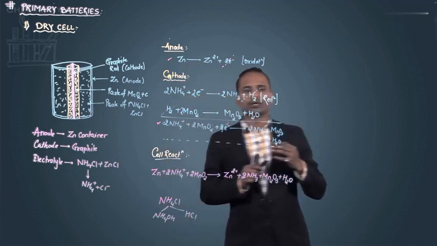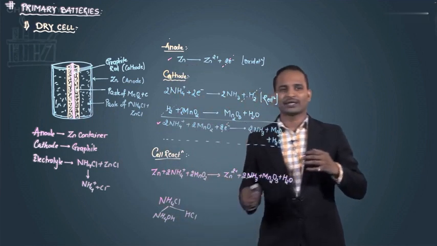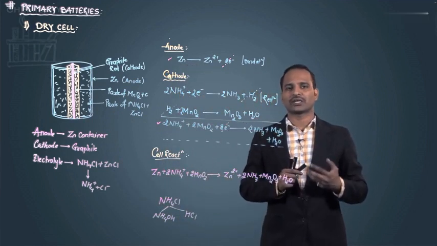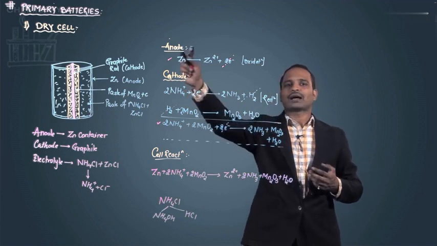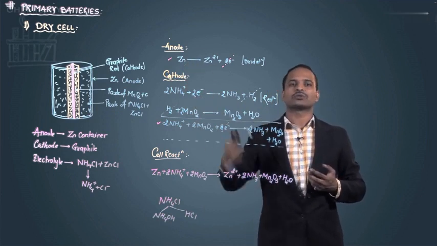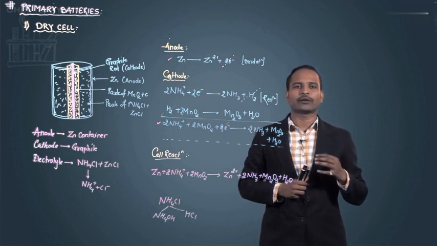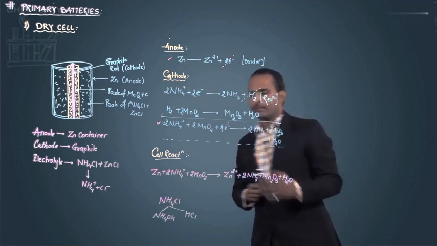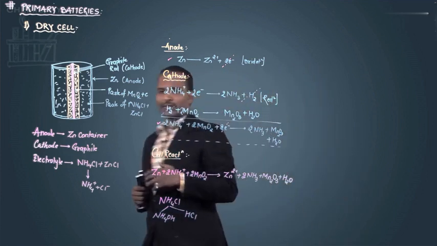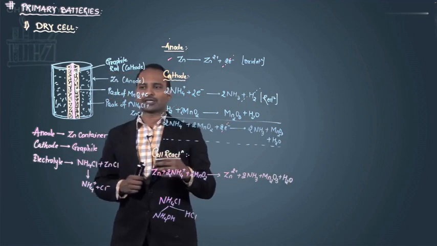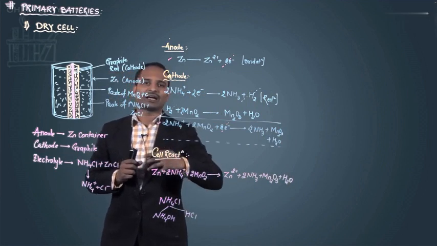So what happens, due to that ammonium chloride, that extra zinc is undergoing oxidation, due to which our reactant goes on decreasing. That means the life of the battery gets reduced, right? So just to avoid that reduction in the life of the zinc, now we are using an alkaline dry cell.